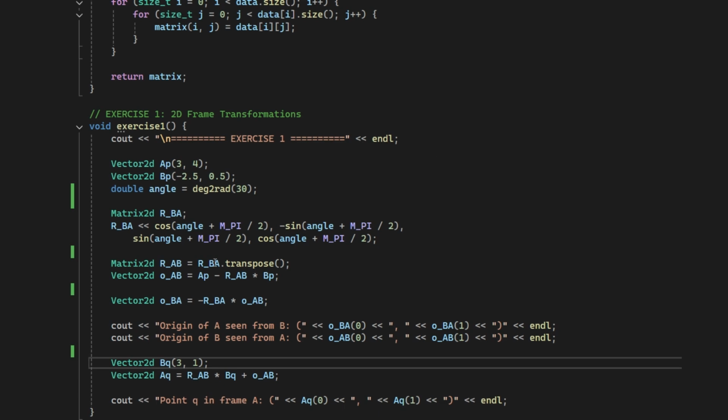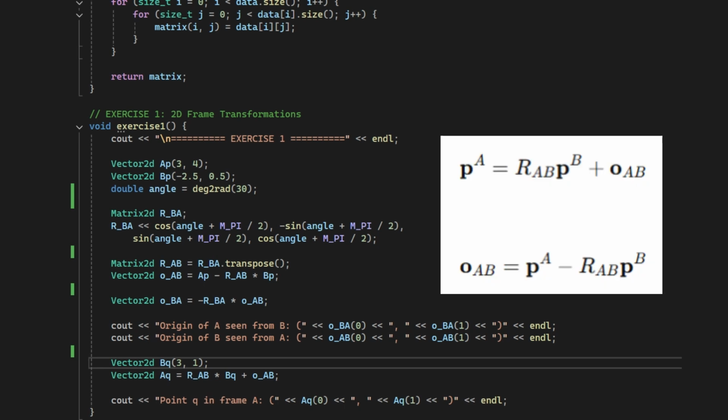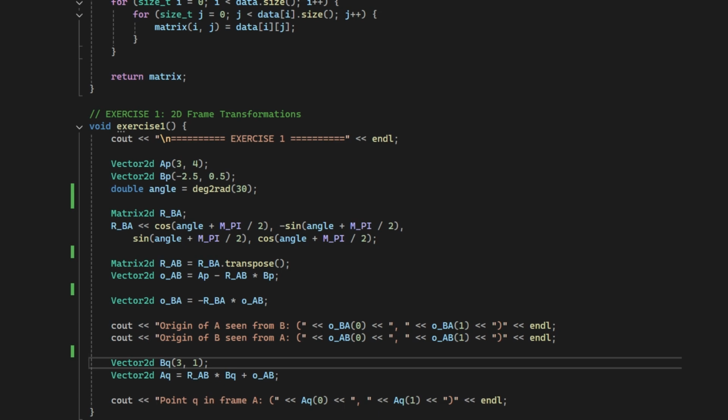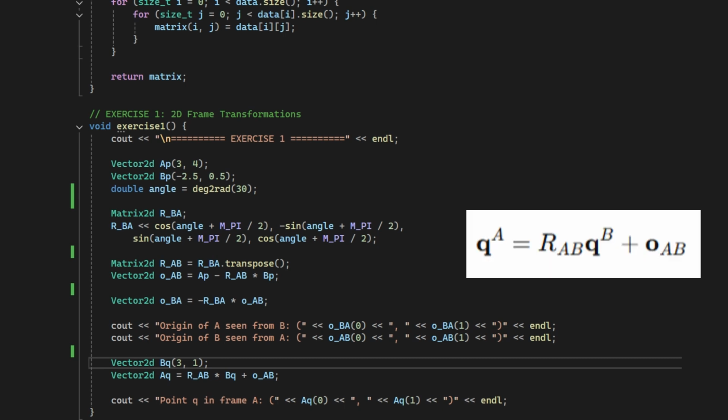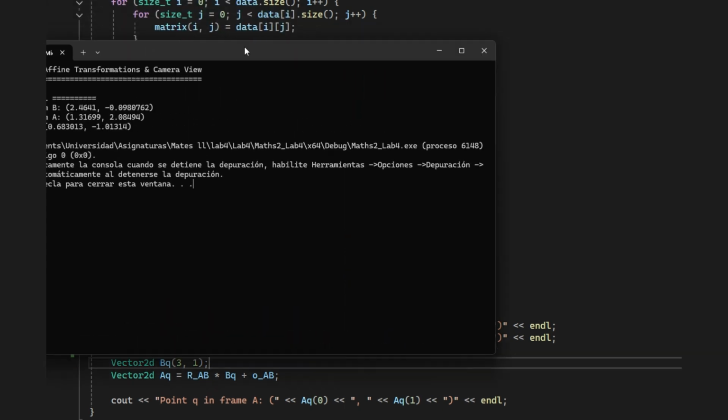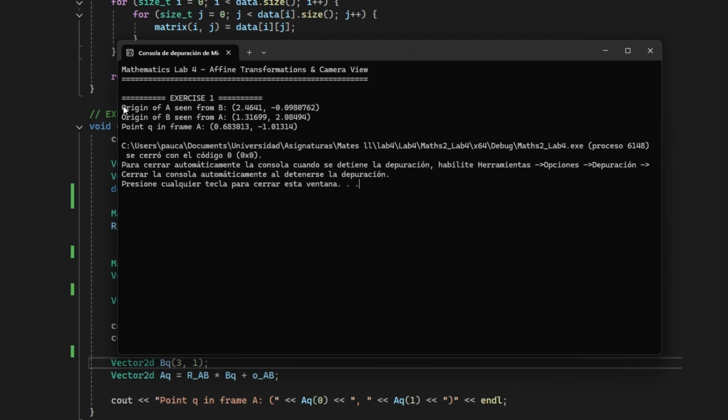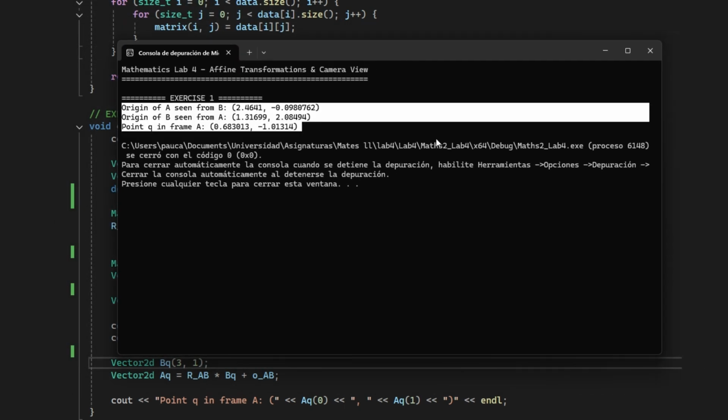Now that we have that rotation matrix, we have to find the origin of B seen from A using that formula and rearranging it in that way, and then the origin of A seen from B, and finally transforming the point Q with that formula. And if you see here, it does what we are looking for.